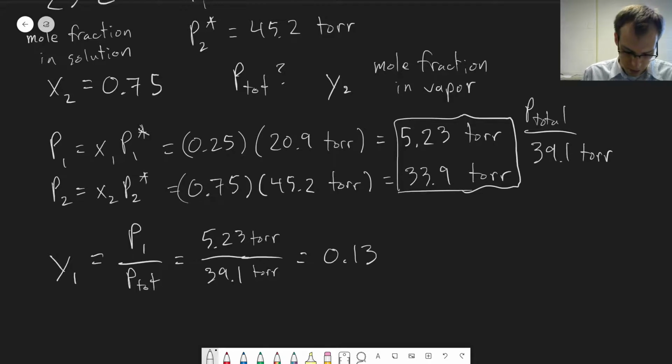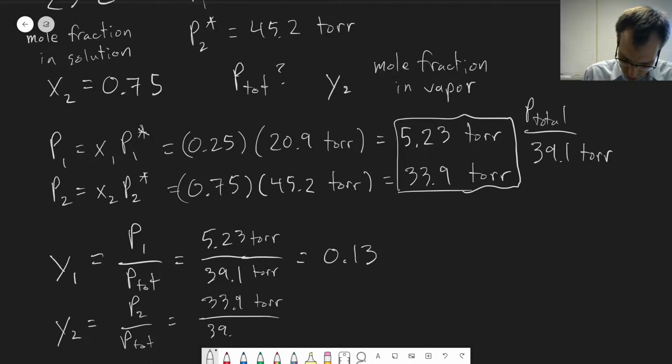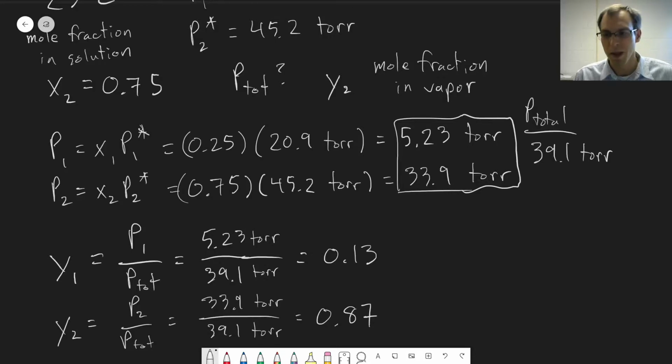And we can do the same thing for Y2. It's going to be P2 over P total, which is equal to 33.9 torr divided by 39.1 torr. And we should get 1 minus Y1. We'll just double check that that's true. 33.9 divided by 39.1 gives us 0.867, or 0.87, which indeed, if you add these two together, you get 1, as you should.